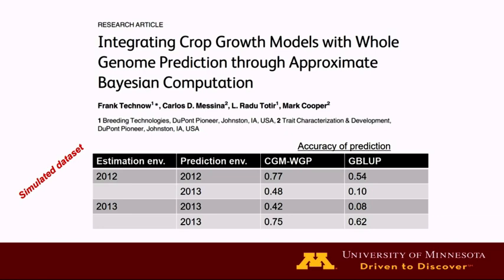This is outside the zone of who cares. This is doing pretty well, right? So 0.77 versus 0.54 for a crop growth model versus a G-BLUP model. So their crop growth model in this simulated data set worked quite well, and it's a very nice idea, a very elegant model. It's really nice.